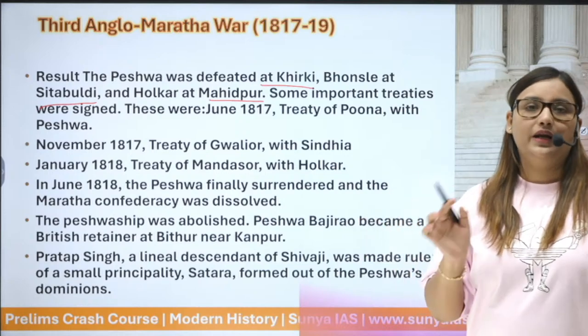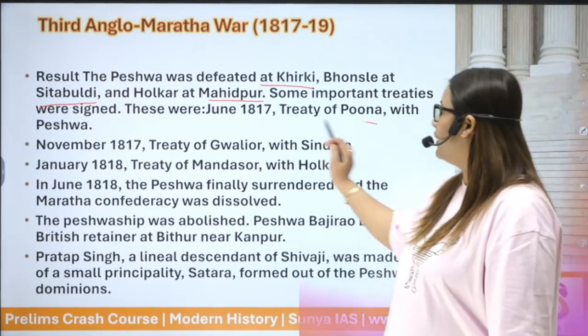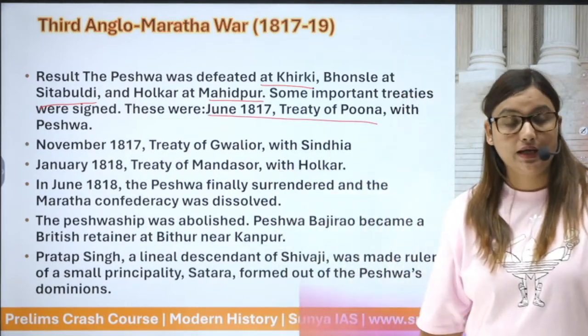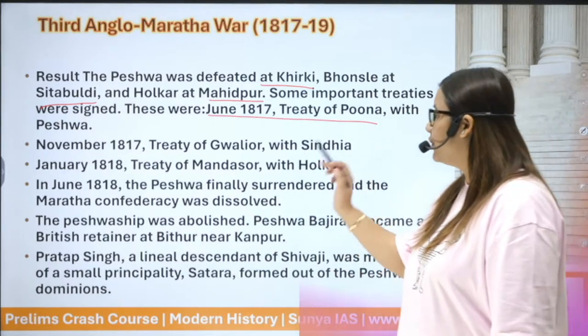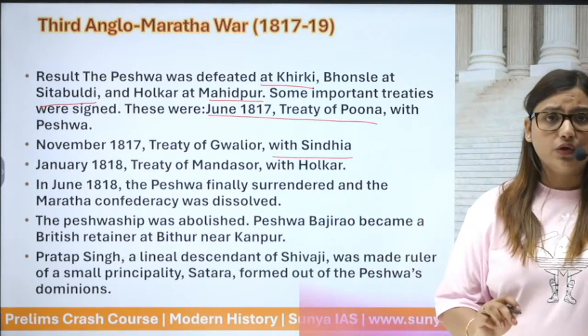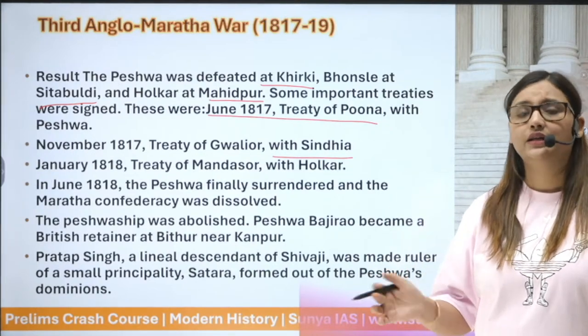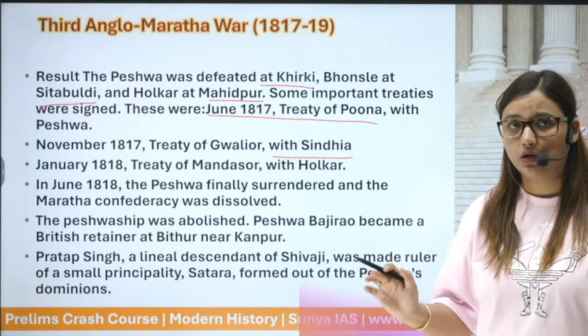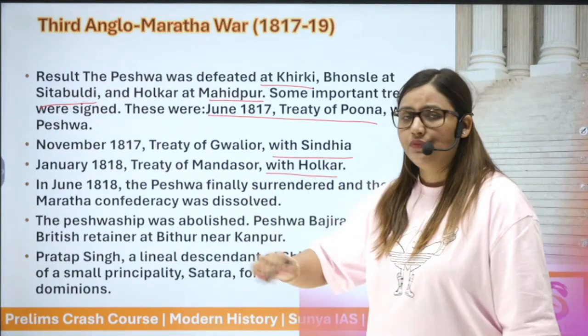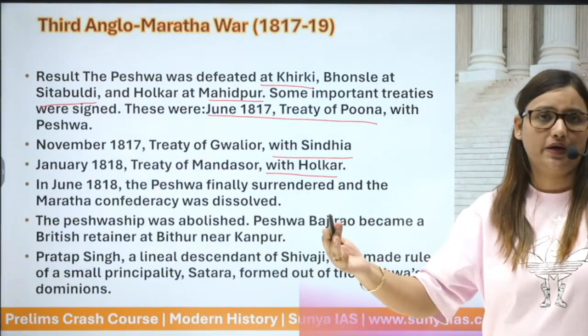So June 1817 was the day when the Treaty of Pune with the Peshwa was signed. In November 1817, the Treaty of Gwalior was signed with Sindhia, and in January 1818 the Treaty of Mandasor was signed with Holkar. So ultimately with all the different chiefs, separate treaties were signed.